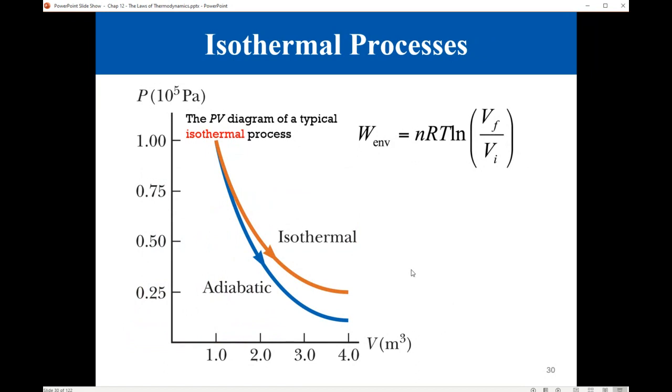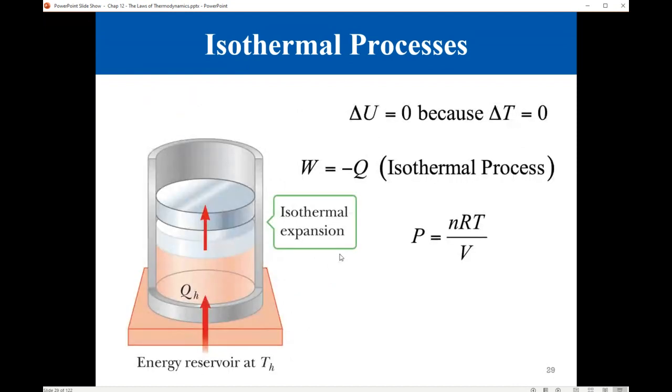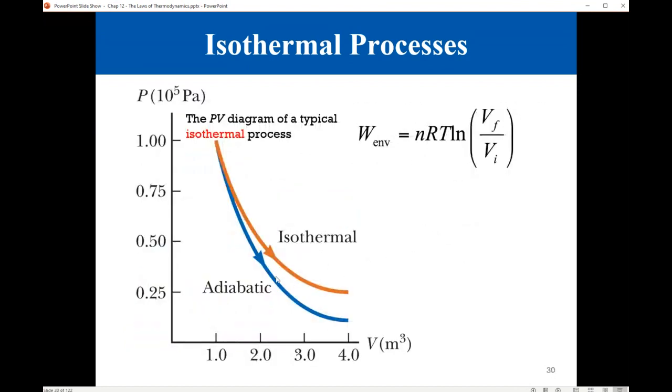In this graph, this is called the PV diagram. P is usually on the y-axis and V on the x-axis. We see these two curves. The red curve is for the isothermal process, and the blue curve is for the adiabatic process. For the isothermal process, we have PV equals nRT, and for the adiabatic process, we have PV to the power gamma equals constant.